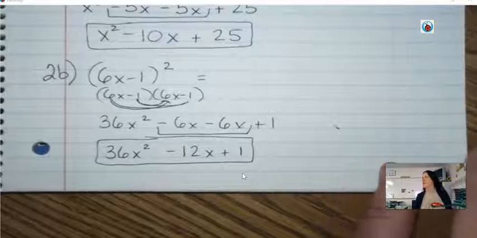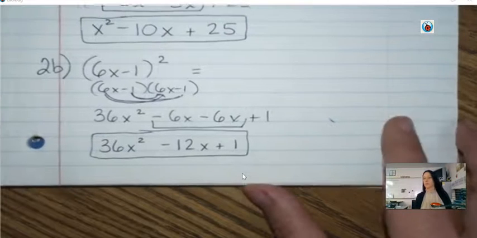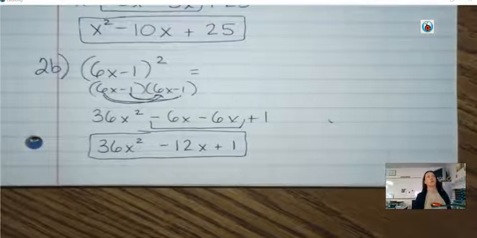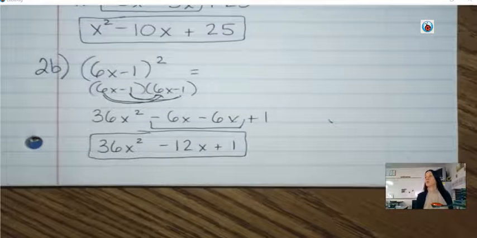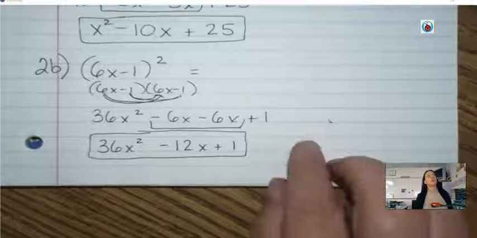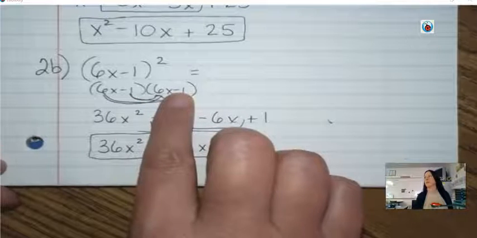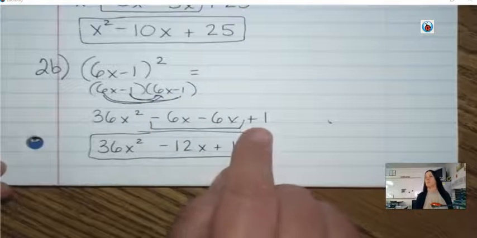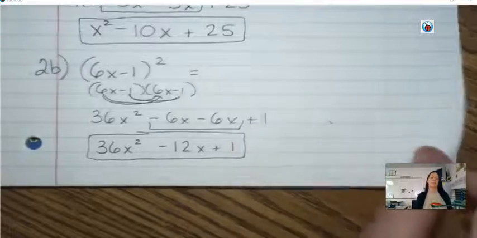Questions on these so far? A negative times a negative is positive 1. 1 times 1 is 1. Okay, these ones you can go work with a friend on them.